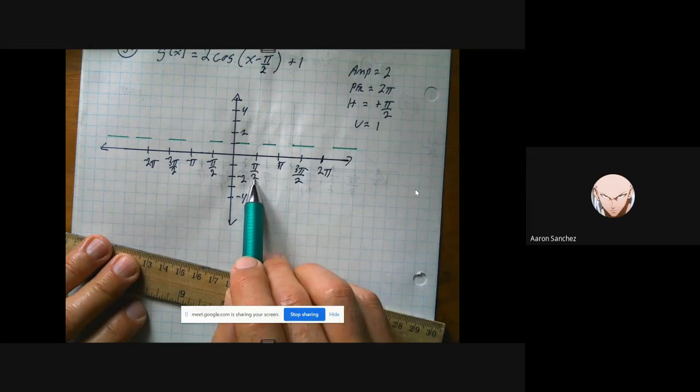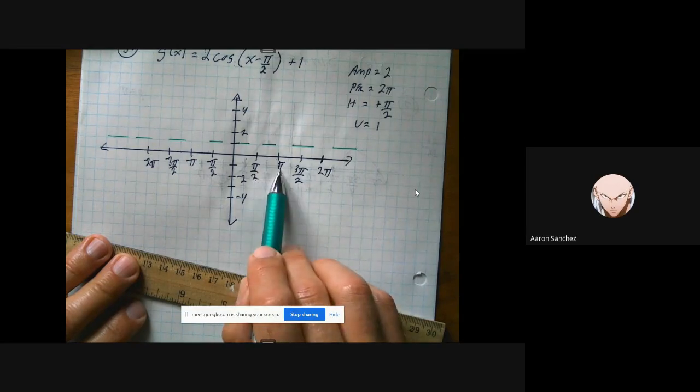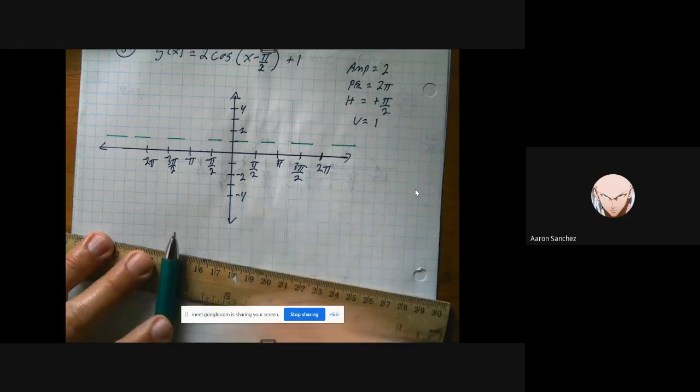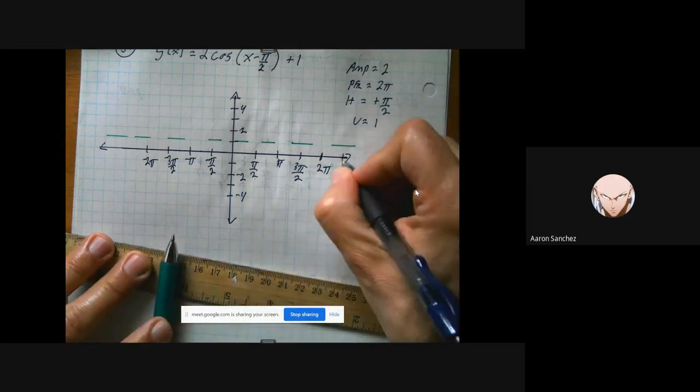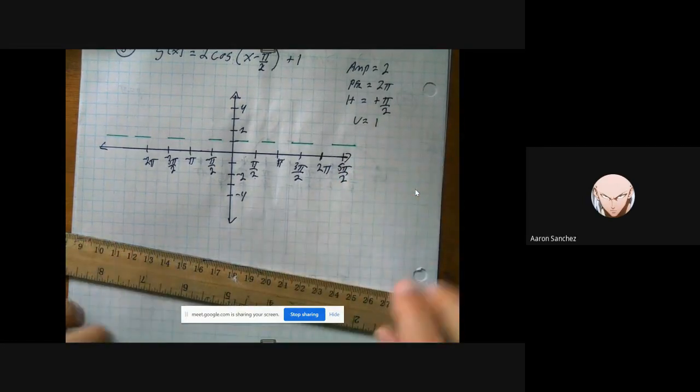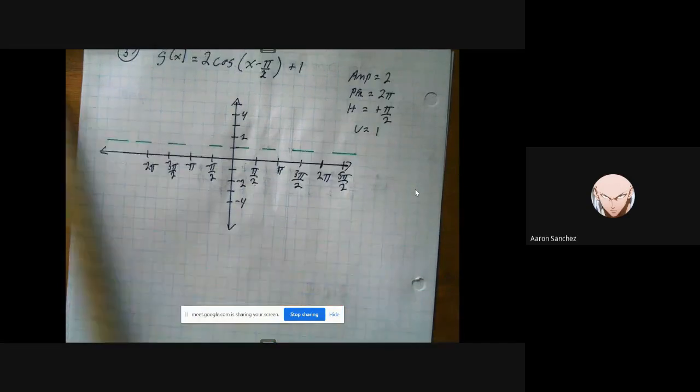This is 1 pi over 2. This is 2 pi over 2, which is pi. 3 pi over 2, 4 pi over 2. So what's this going to be? 5 pi over 2. That's going to be my last point. So I'm shifting to the right. So here we go. Remember, cosine.